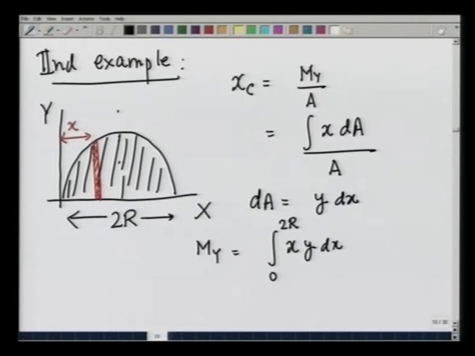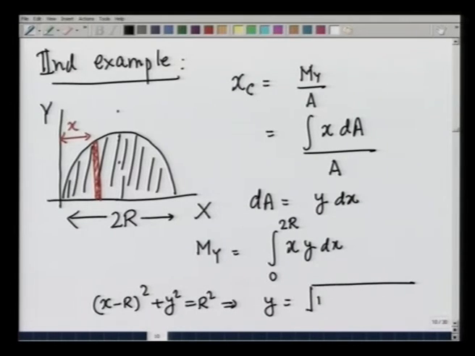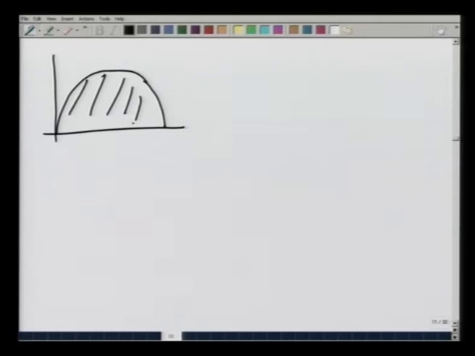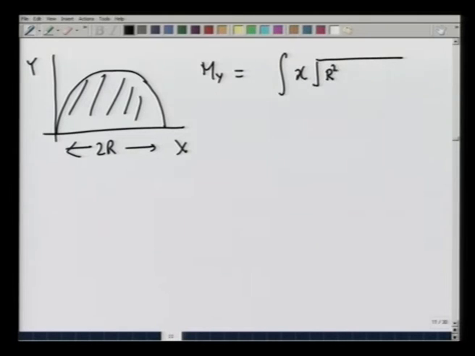What about the value of y at a given x? The equation of the circle whose center is at r and 0 is going to be x minus r square plus y square equals r square, and therefore, y is equal to square root of r square minus x minus r square, and therefore, m y for the semicircle area is going to be equal to integration x y, which is x times square root of r square minus r minus x square dx, 0 to 2r.